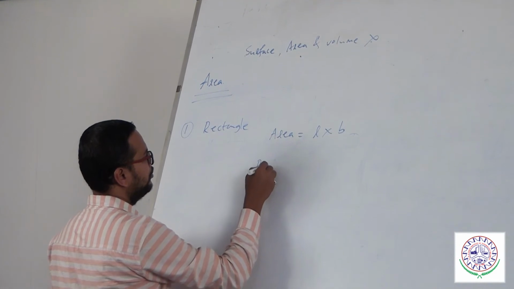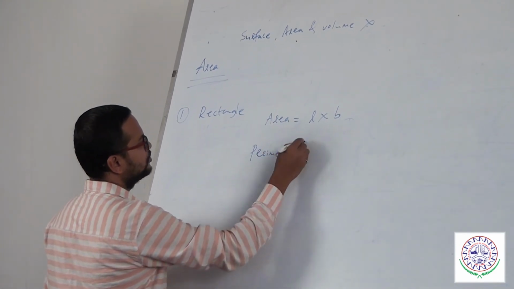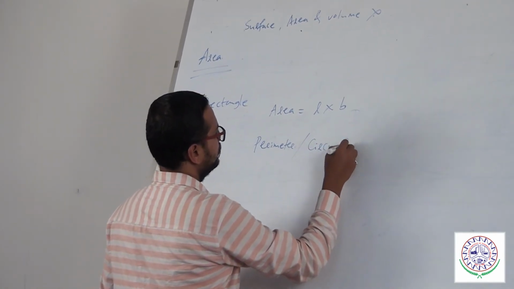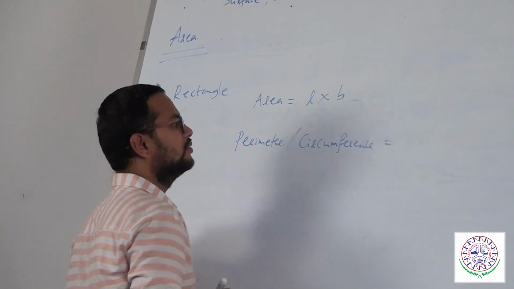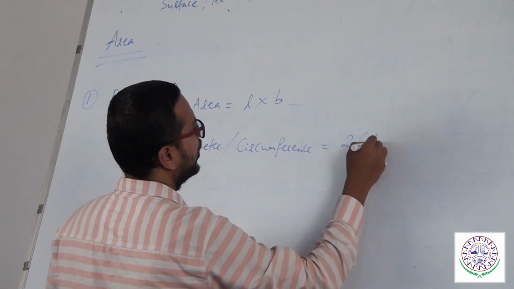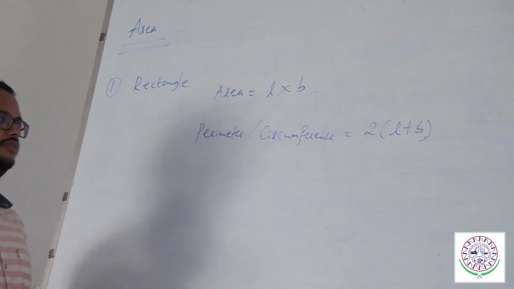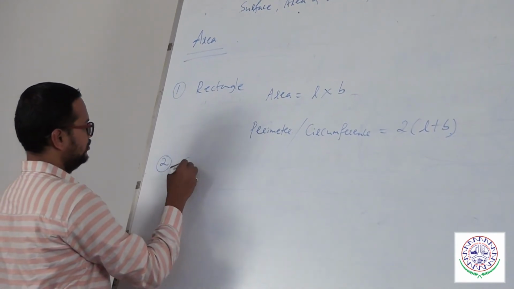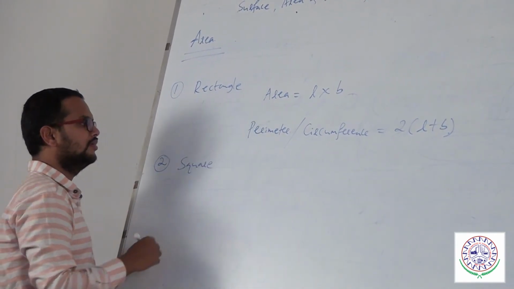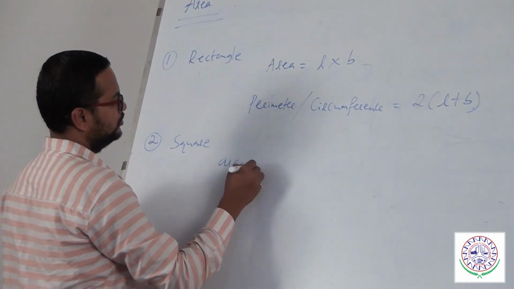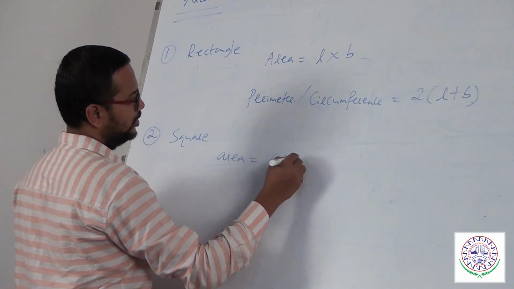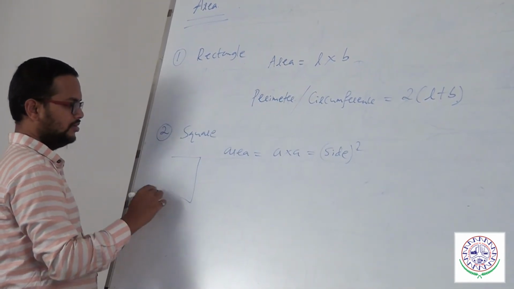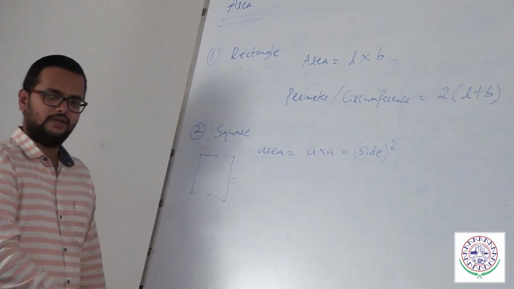Suppose you take its perimeter, that is also called the circumference. It is 2 into bracket L plus B, length plus breadth. Similarly, if you come across a square, in a square the area will be A into A, that is side square, because in a square all the sides are equal.